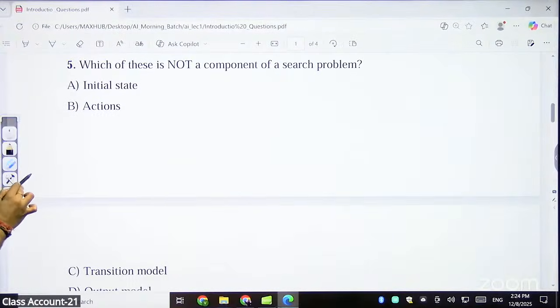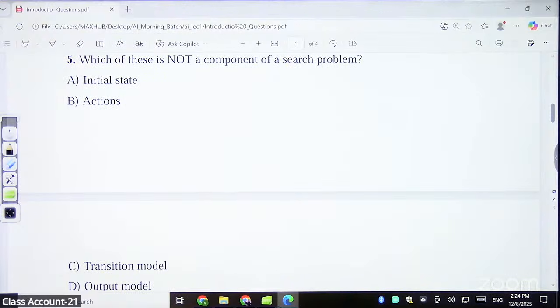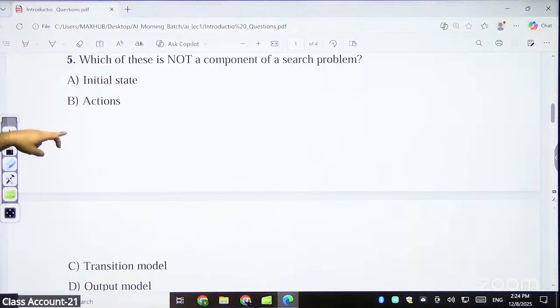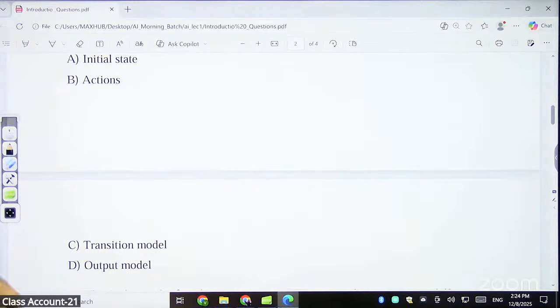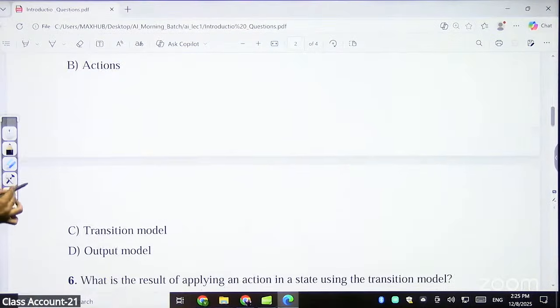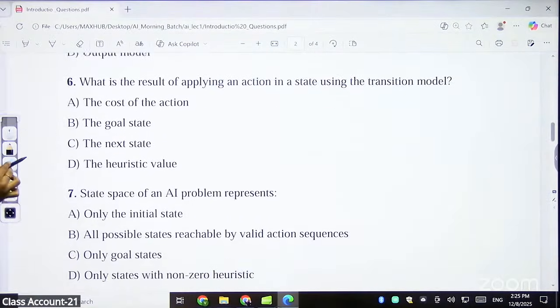Question number five. Which of these is not a component of a search problem? What is the answer? Which of these is not a component of a search problem? If you see, initial state, that is there. Actions, that is there. Transition model is there. But output model is not part of a search problem.